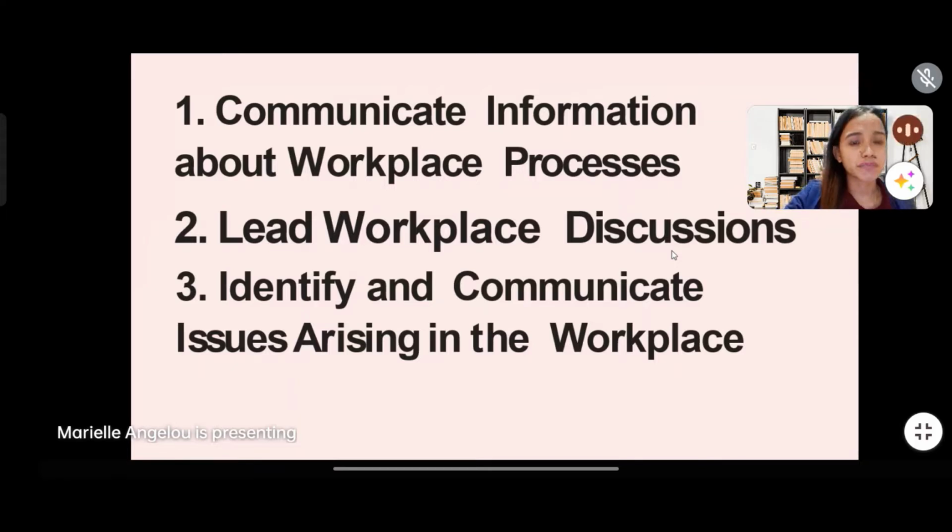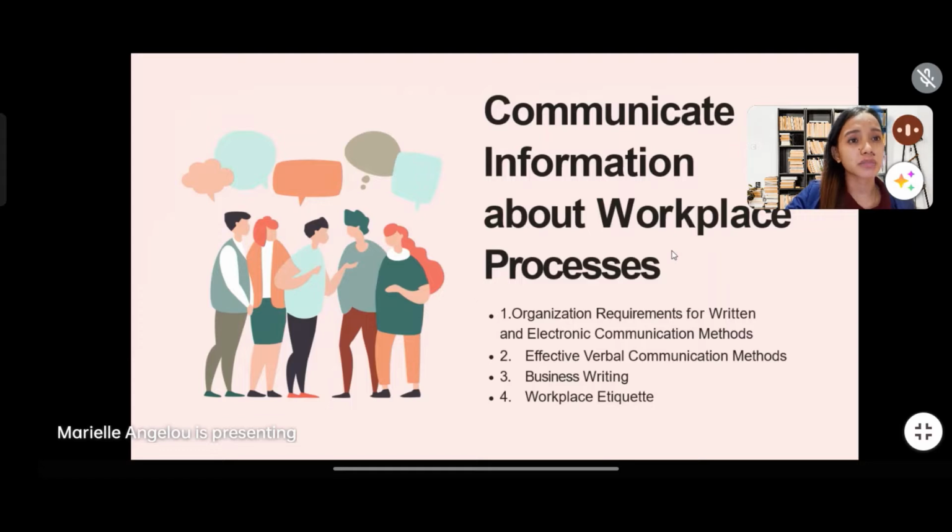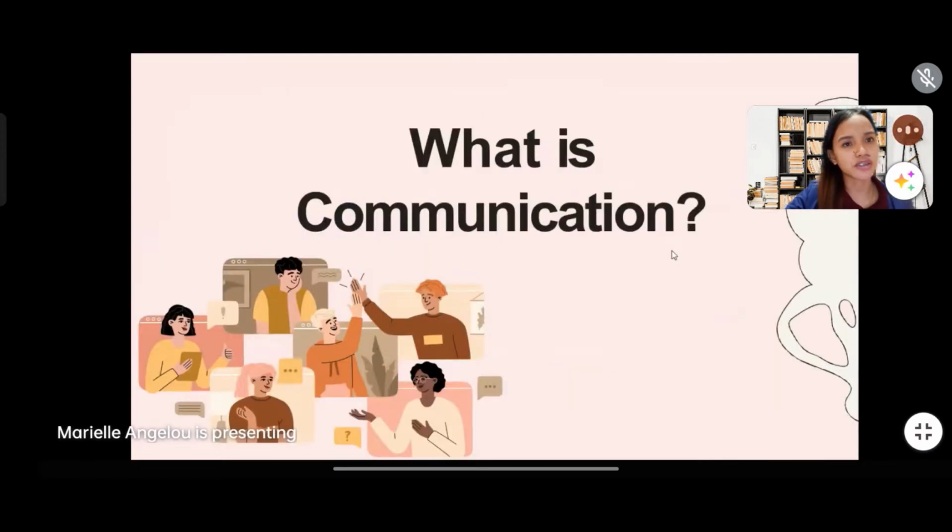The first topic, communicate information about workplace processes, is also divided into four. These are organization requirements for written and electronic communication methods. In this part, we will know the difference between written and electronic communication methods. Second, what are those effective verbal communication methods? Third, business writing. And lastly, workplace etiquette. But before we proceed on discussing these topics, let's have first the definition of communication.